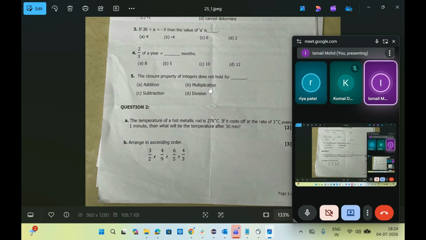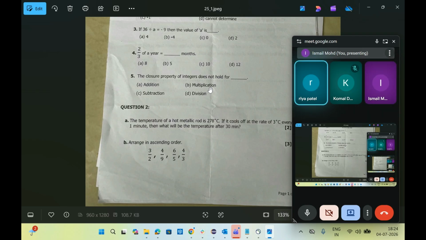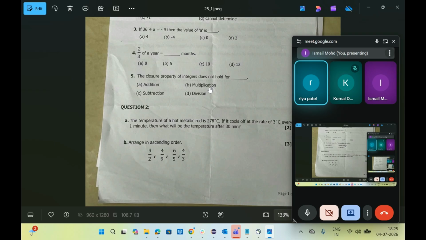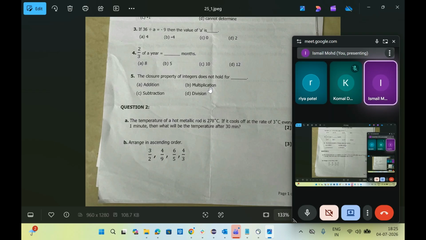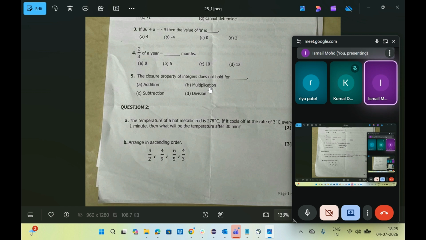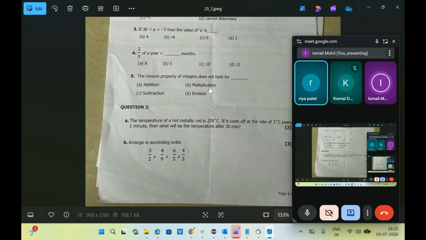If they ask you 1 by 2 of a year, how many months? It would be 6 months. 1 by 4 of a year, 3 months. 3 by 4 of a year, 9 months. Because 1 by 4 is 3 months, 3 by 4 means 3 times that, 9 months.